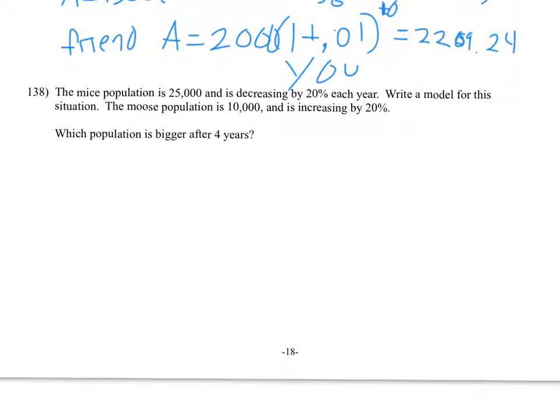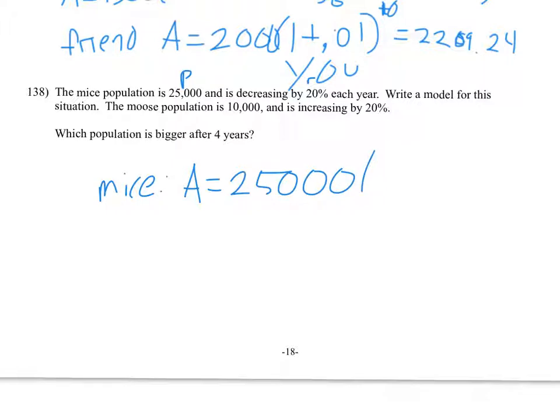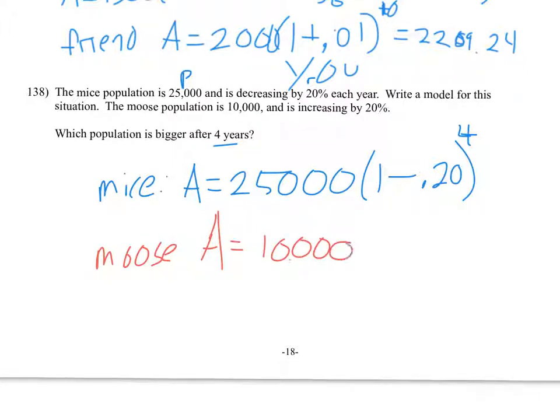Number 138, we've got things that are decreasing. I'm just going to set up these ones. I'm not going to do this one out. So starting population would be P. Decreasing by 20%, and this is going to be a yearly thing, so n would be 1 again. So for mice, we're looking at A equals 25,000, and then 1 minus 0.2 for 20%, and then that's to the t. In this case, it's going to be after 4. T's turn to 4s very easily. For moose, we've got A is equal to 10,000. And then the percentage part for that would be 1 plus 0.20, again, to the fourth power. Plug those numbers in, and you get something that makes some sense.